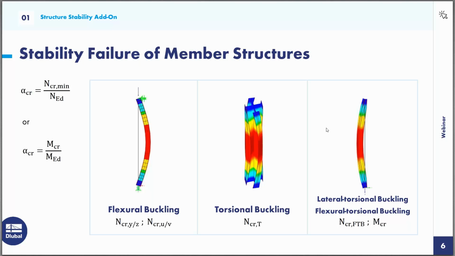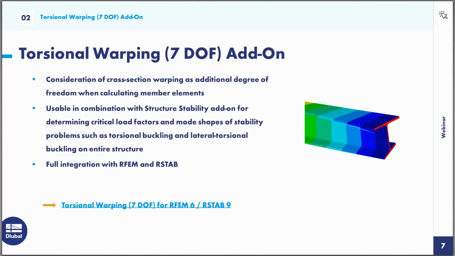In Steel Design add-on, for sure, with the equivalent member method, we can calculate the design checks for all those failure modes. But if we want to consider it in the global analysis on the 3D model, then with the standard calculation, 6 degrees of freedom, it's only the flexural buckling shape. And if you also want to consider torsional buckling, flexural torsional buckling, and lateral torsional buckling, then we need this additional add-on for 7 degrees of freedom. And that leads us to our next topic, the Torsional Warping add-on, 7 degrees of freedom.